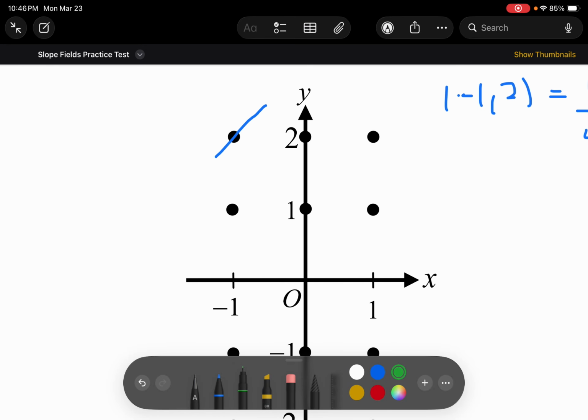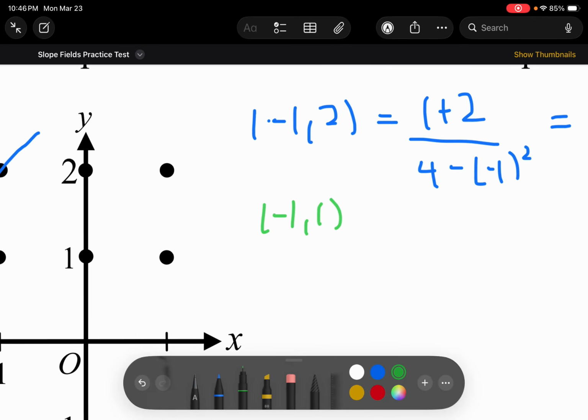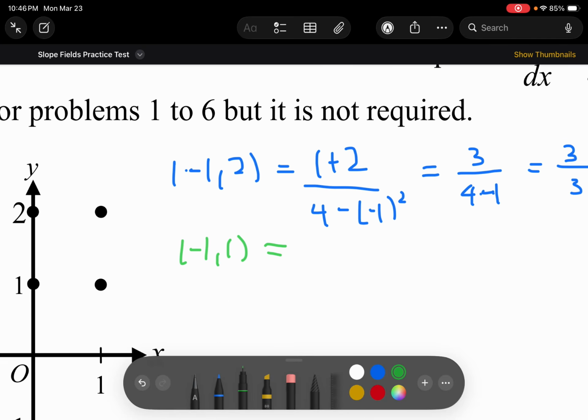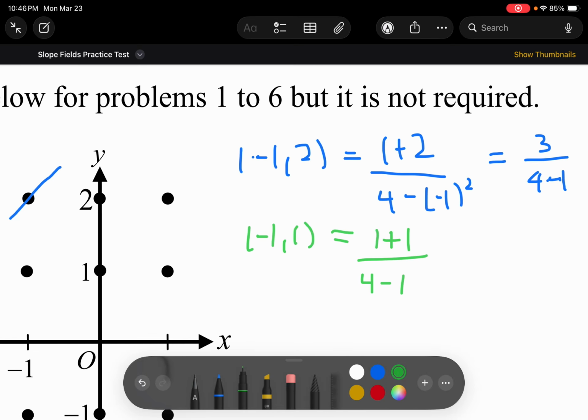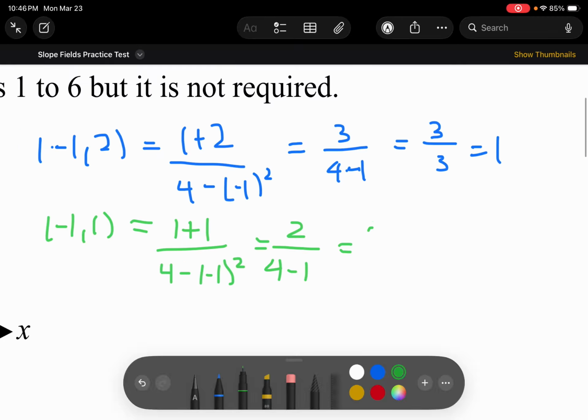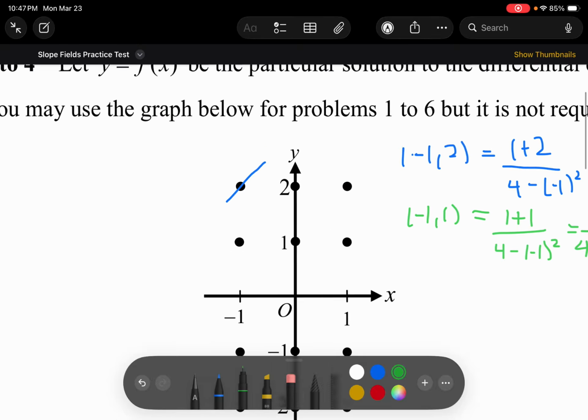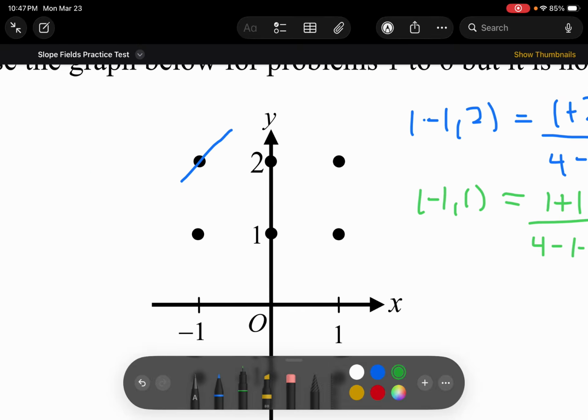So let's do -1, +1. We're going to plug that in. It's going to be 1 plus y, which is 1 plus 1, over 4 minus -1 squared, which is going to be 2 over 4 minus 1. It's going to be 2/3. Your slope for this should look like this.